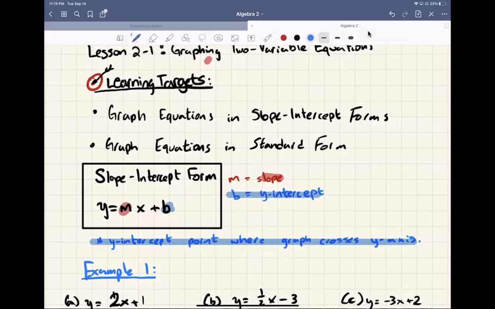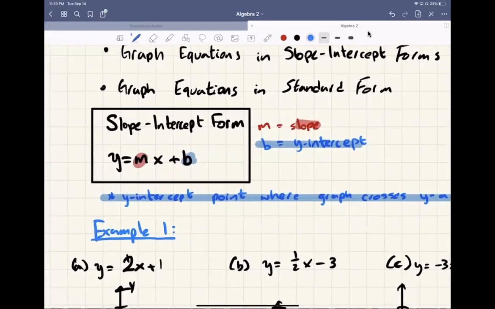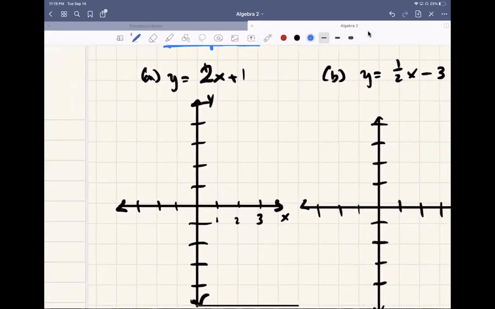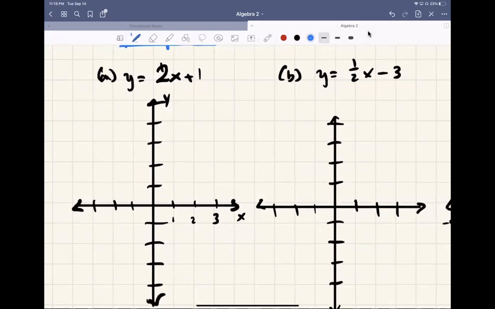So we're gonna do some of these, and then we're gonna do some in standard form. Standard form is a little bit harder. So let's go to the first example. We have y equals 2x plus 1, right? So our slope here is m, and our y-intercept is 1. That means we're gonna look at (0, 1). That's right here. That's our y-intercept, right?